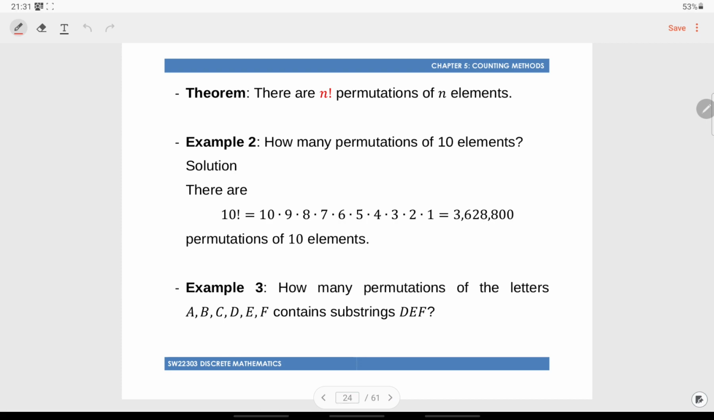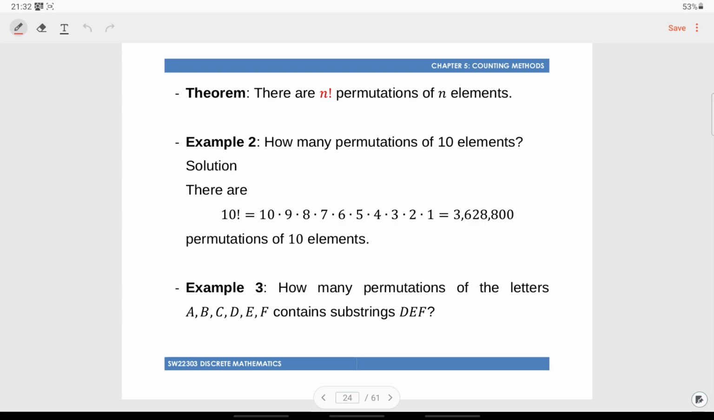There are n factorial permutations of n different elements. There are n factorial, the total number of permutations of n elements. So we consider the next example. How many permutations of 10 elements? So we have 10 different elements, and the question asks how many permutations. As the answer, there are 10 factorial, because we have 10 elements. So 10 factorial is equal to 10 times 9 up to times 1, which is equal to 3,628,800 permutations of 10 elements. Okay, next, we move to example number 3.